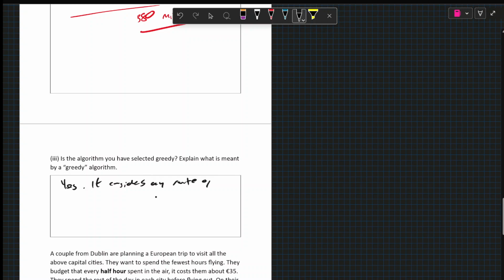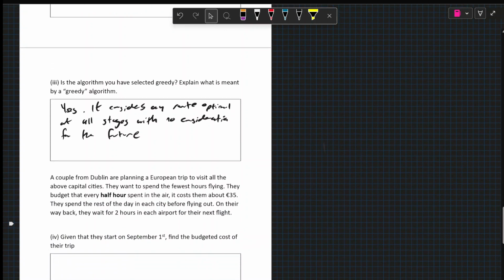any route optimal at all stages with no consideration for the future. That's why in question 4 I've listed it as non-greedy, because it does consider everything before stating the final result.